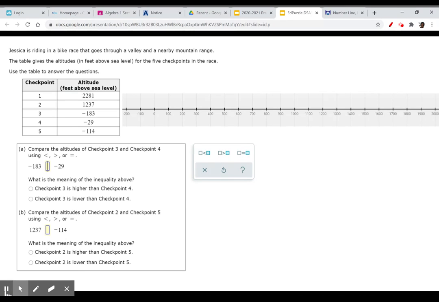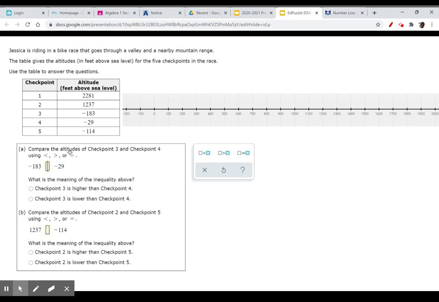Okay, last question. Jessica is riding in a bike race that goes through a valley and nearby mountain range. The table gives the altitudes in feet above sea level for 5 checkpoints in the race. Use the table to answer the questions. Just always read it again. So here are the 5 checkpoints. Here's the altitude, meaning how high above or below sea level the surfaces are.